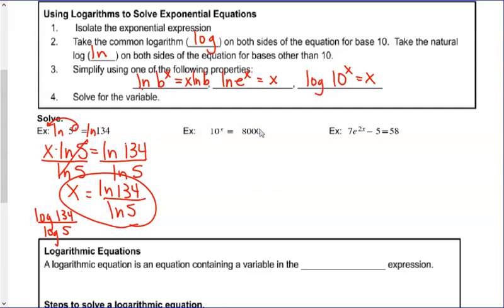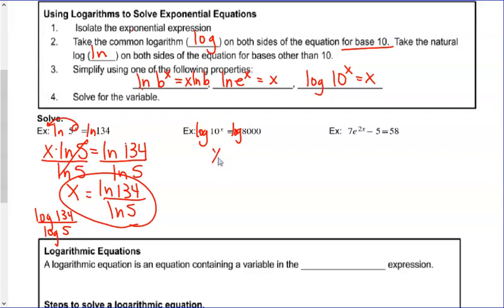Now, here I have a base of 10. When I come up here, we're going to have isolated the exponential. We want to take the logarithm of both sides for base 10. So this one, by our notes, tells me I do definitely need to take the log of both sides. And I'm going to make use of this property right here, where I have an invisible base 10, to what power is 10 to the x?